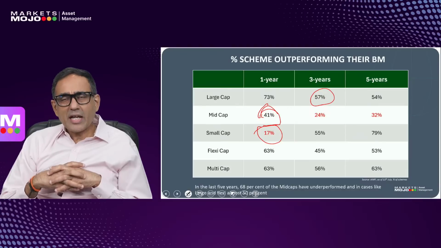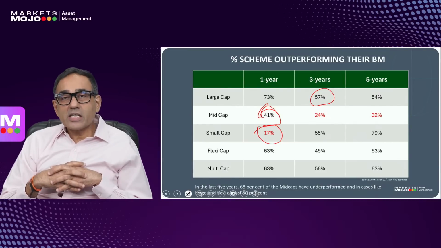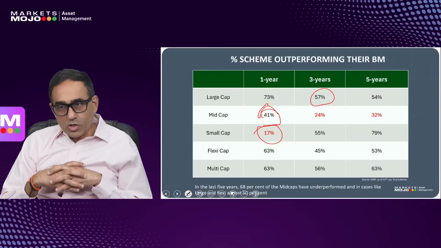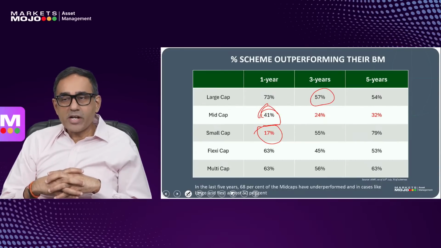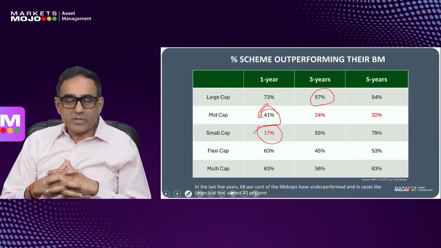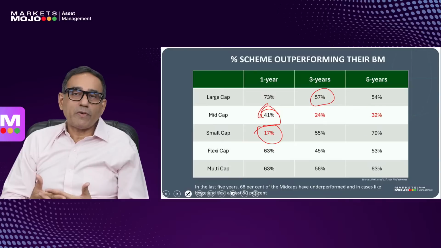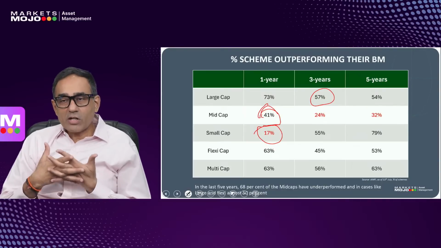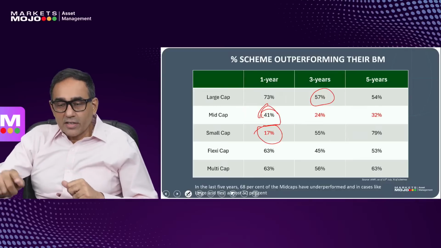They think it has underperformed but may outperform going forward. And in small cap, that has happened. 1 year is 17%. If you expand the time horizon to 3 years, it's 55%. And if you expand the time horizon to 5 years, it's 79%. So in other words, there is a high probability that a small cap scheme which may have underperformed today has a higher probability of outperforming over a longer period of time. That logic doesn't apply with large cap. As you keep expanding, it has been declining.